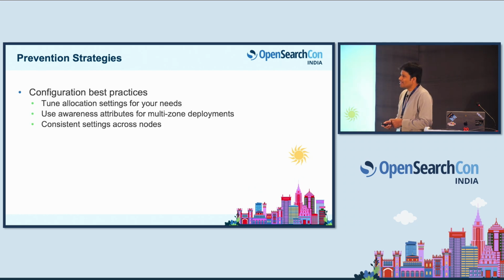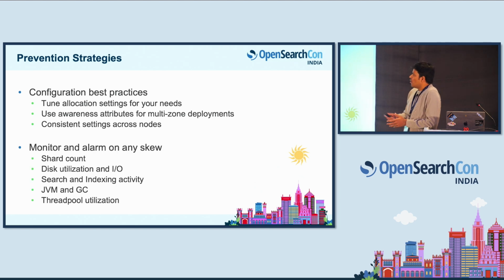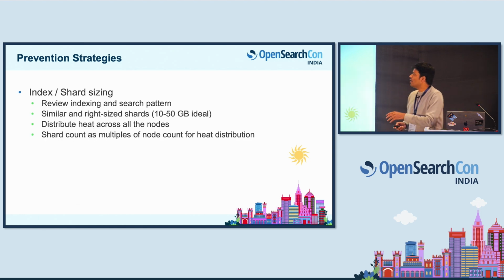Now, prevention strategies: using best practices around allocation settings, zone awareness, consistent settings across nodes, right? There can be cases where some of your nodes have opensearch.yml files which are different from the rest of them, right? So you may see different kinds of issues in such setups. Monitor and alarm on any kind of skew, be it shard, disk, search, indexing, JVM, thread pool, right?